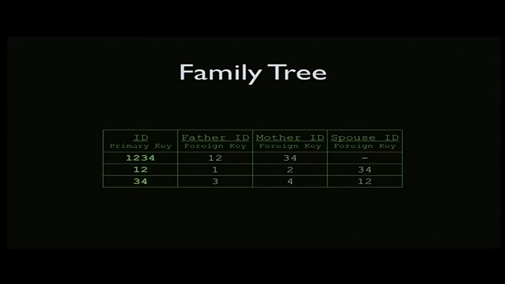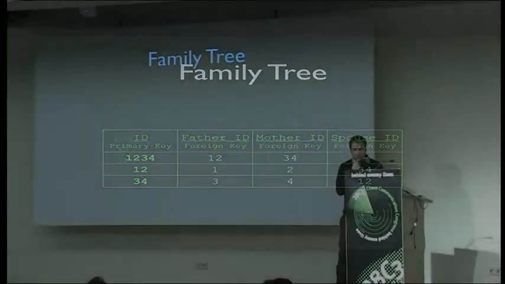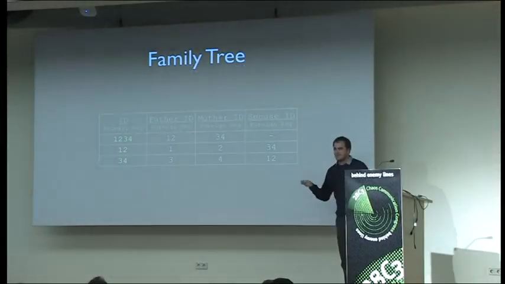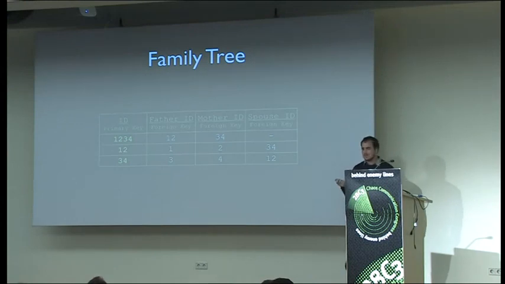So in this example, we have the person 1234 with his ID. We know that his parents are 12 and 34, and then very easily we can see that the father, 12, again has parents 12 and 34, his mother is 34. They're married to each other. Pretty easy stuff, foreign keys. So when I saw this, I thought the logical thing to do in this case was take this thing and throw it into a graph and see what happens.